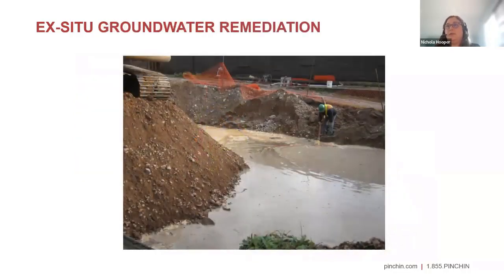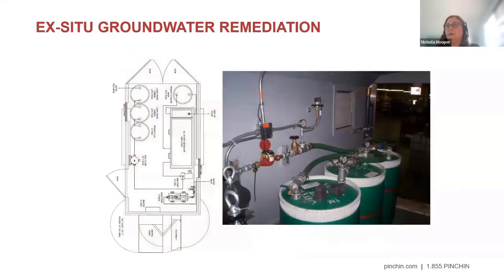Here's an example of ex situ groundwater remediation. For this, it's an open excavation, and they are just using a pump to remove the water from the excavation. They're going to be pumping it into a truck, which will be removed from the site. And here is a different form of groundwater remediation. In this one, the groundwater is being pumped out, and it's going through different water treatment chambers where it's being treated before it's placed back into the ground.